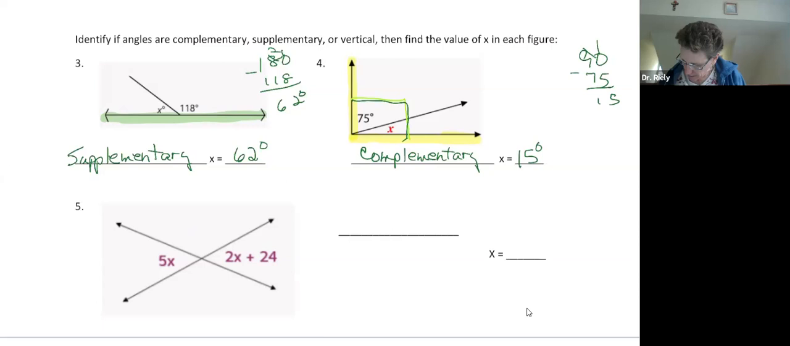Okay, the next one I see looks like a vertical angle. How come I know that? Because the rays that comprise it, so here's this ray, here's its opposite ray.